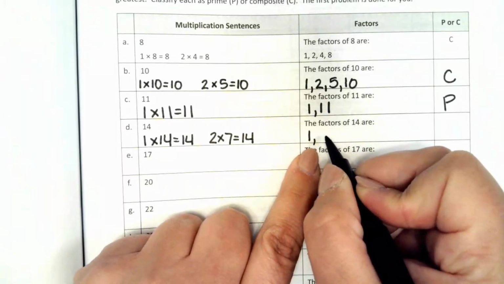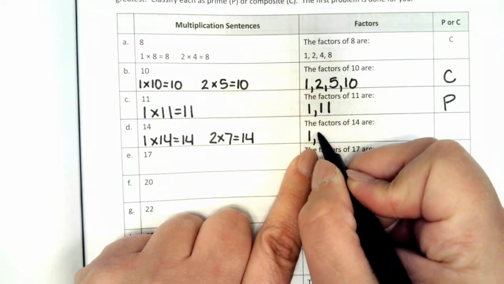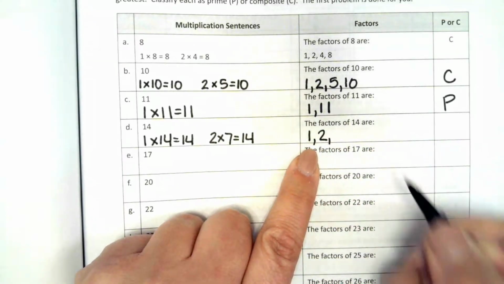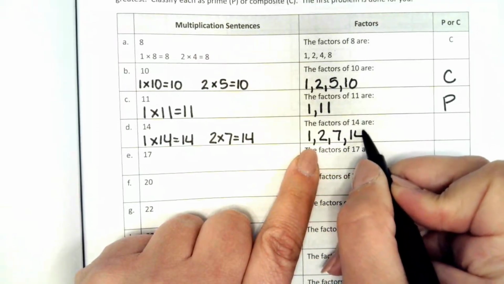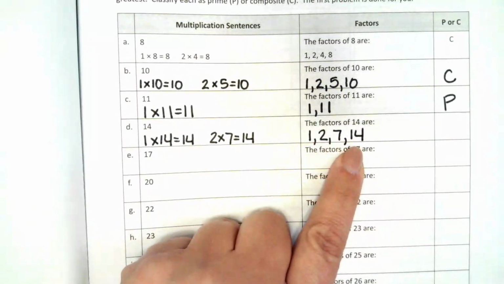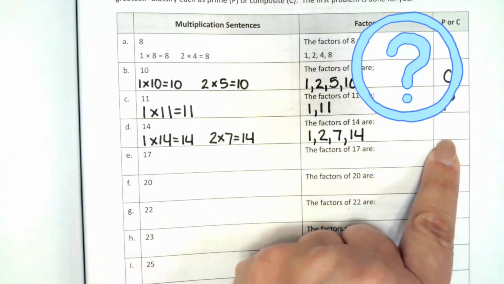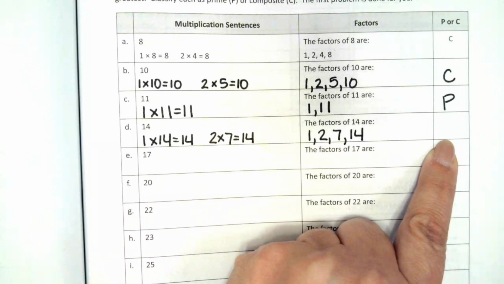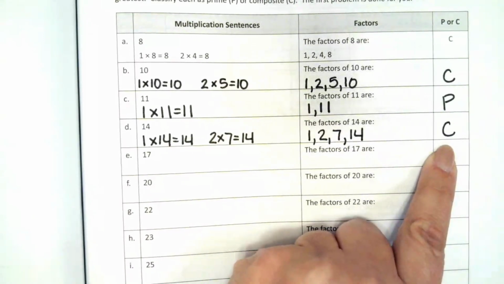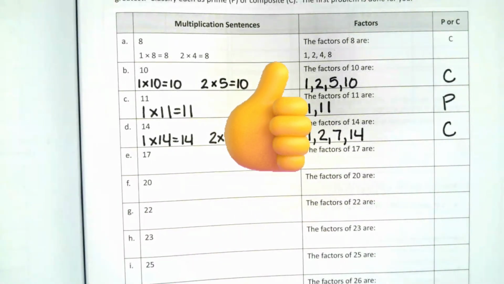1 is the least, then 2, then next would be 7, and last would be 14. There are 4 factors. So is it prime or composite? Did you say composite? That's right. It has more than 2 factors.